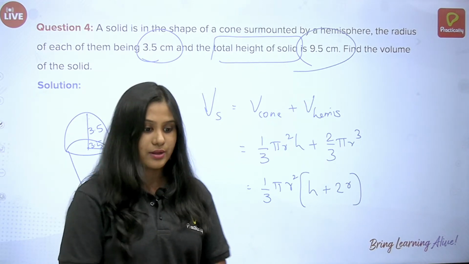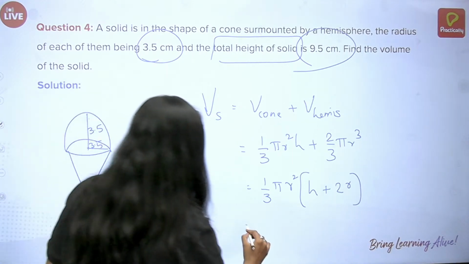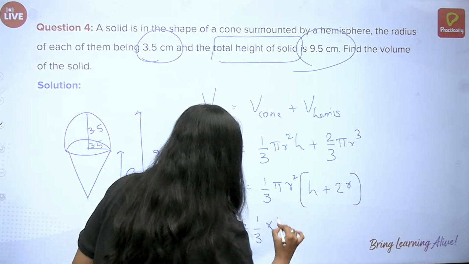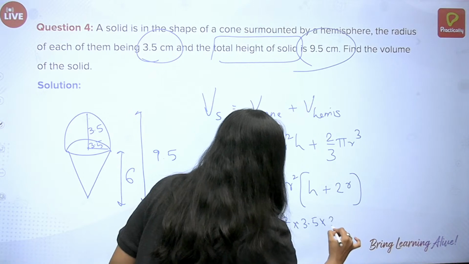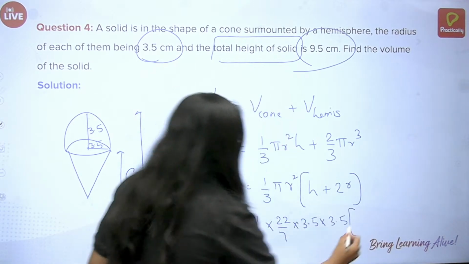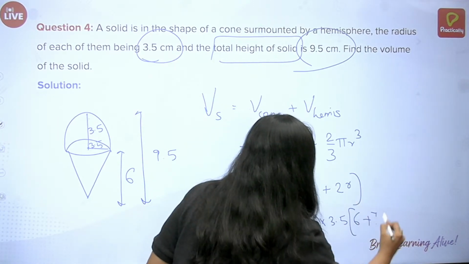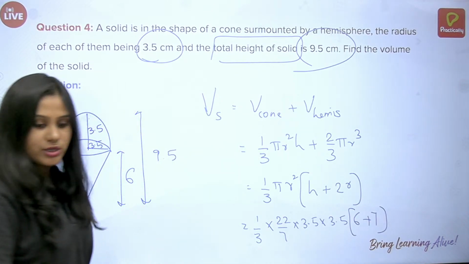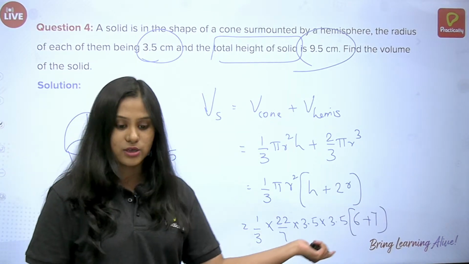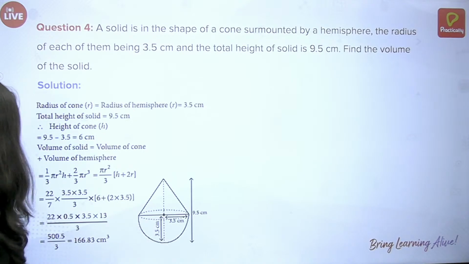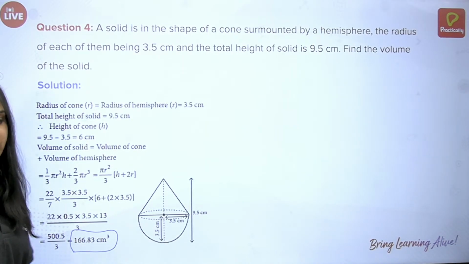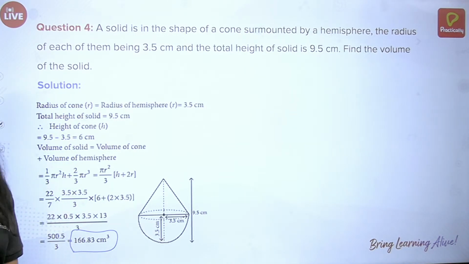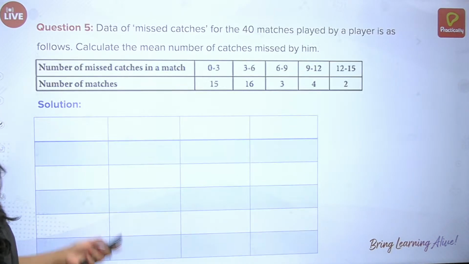Okay, fine. Let us substitute and do it. 1 by 3 into 22 by 7 into 3.5 into 3.5 plus 6 plus 2 into 3.57. Now you can do it. Please solve it. I'm not doing the calculations. So the answer will be 166.83 centimeter cube.